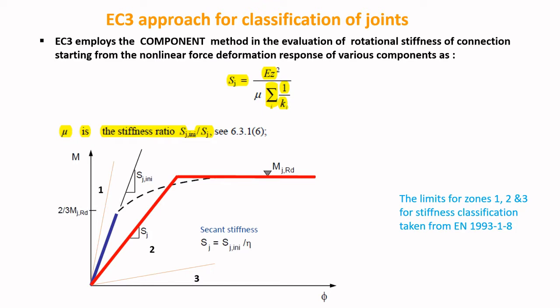A typical moment rotation curve as presented in the European Code EC3 is shown here. As you can see, in the initial part, the M-phi curve is a straight line providing us a measure of the initial stiffness Sj,ini, and the M-phi curve will be nonlinear afterwards. The EC3 assumes that a nonlinear relationship could be assumed for the M-phi relation up to a value of 2/3 of Mj,Rd, where Mj,Rd indicates the moment of resistance of the connection.